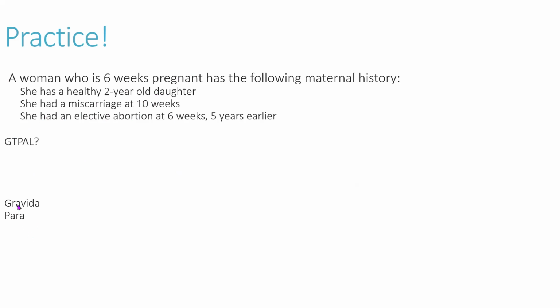And what would our G and P be? Gravida, remember, is number of pregnancies, and para is after 20 weeks. So gravida would be 4. Same thing, same G. And then the para would be, yes, good job.